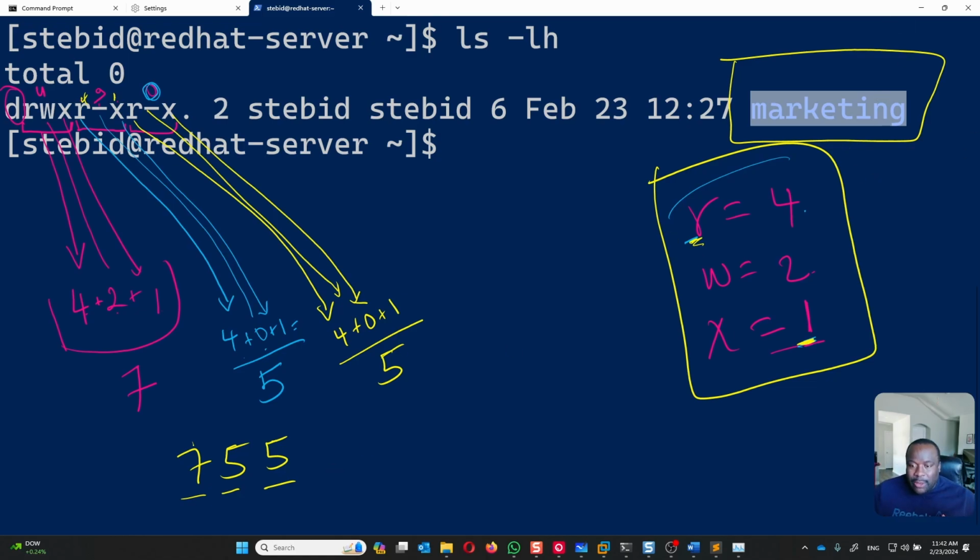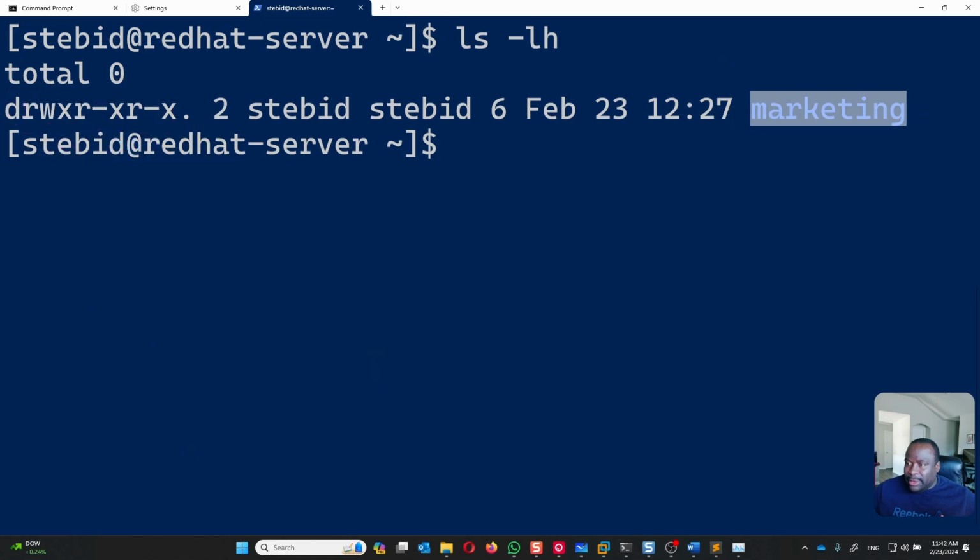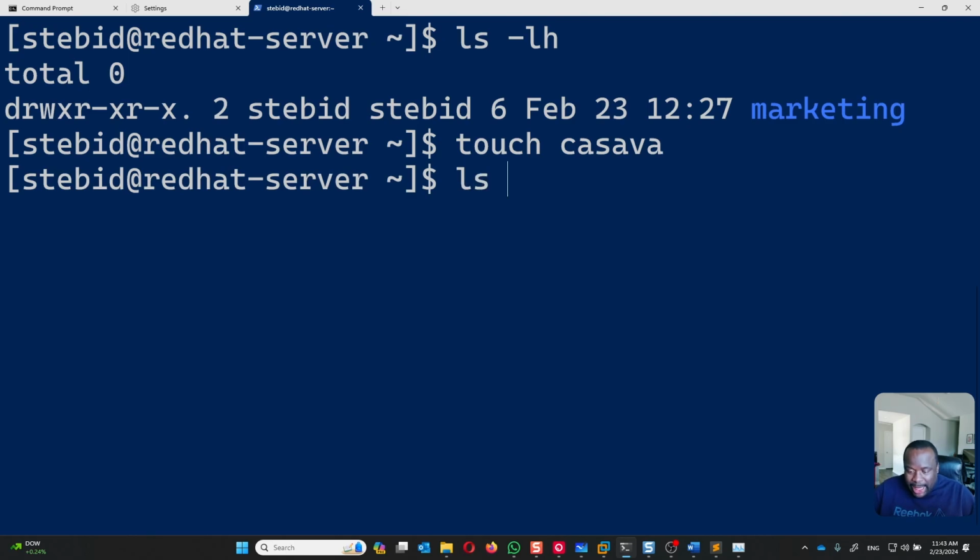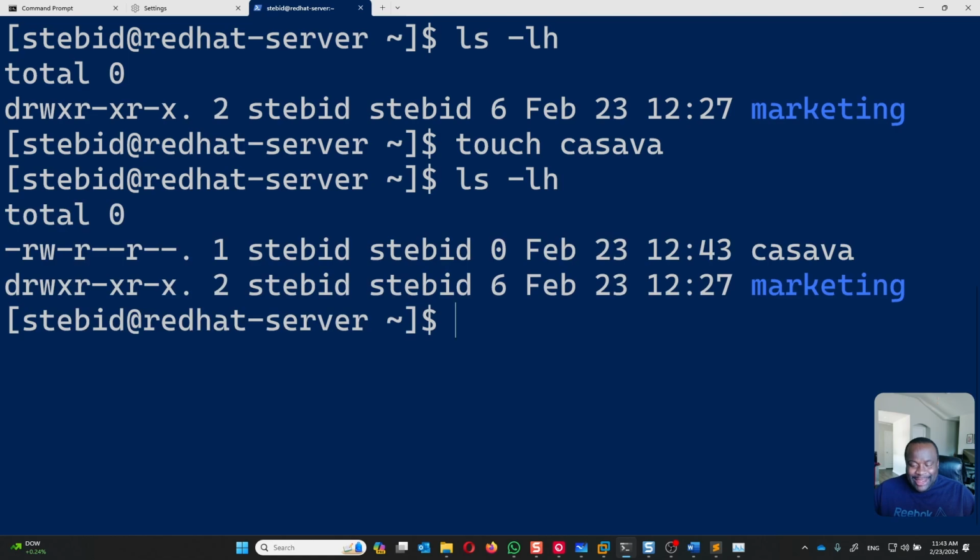We are going to do one more file. I'm going to clear my screen and let's do one more file. Let's create a new file called Cassava. I love Cassava. Touch Cassava. Now I'm going to do ls -lh, and this is exciting. So we come here and let's work on Cassava, ladies and gentlemen. I'm going to circle this guy. We're going to work on Cassava.